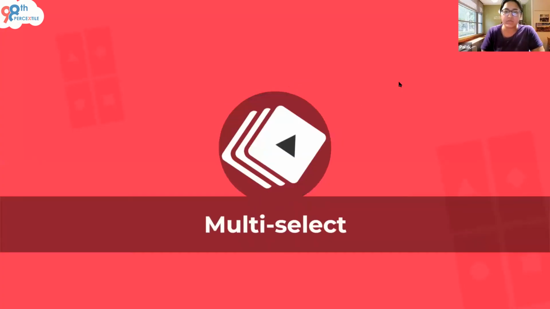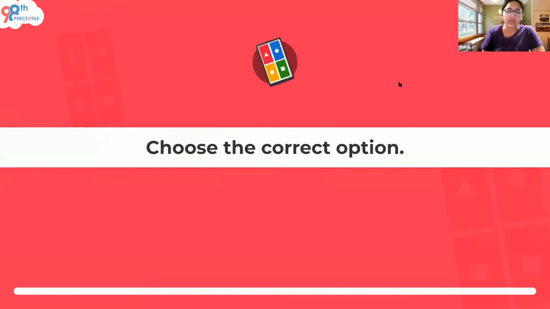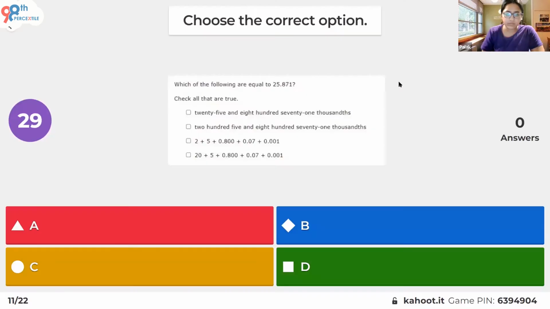Okay, so again, it's a multi-select question. So work it out accordingly. Which of the following are equal to 25.871? Think carefully.